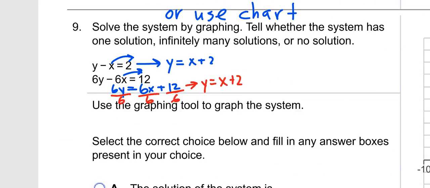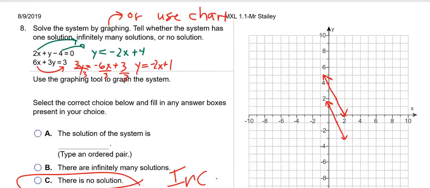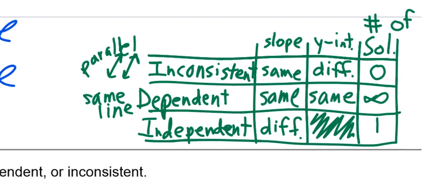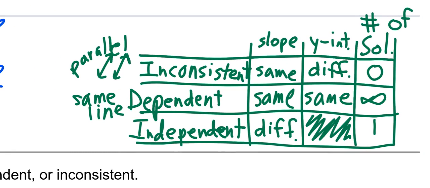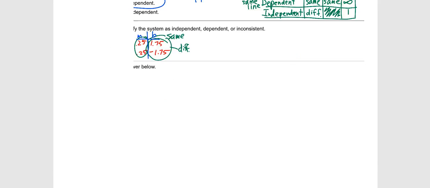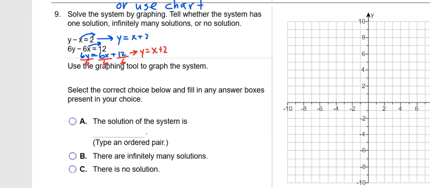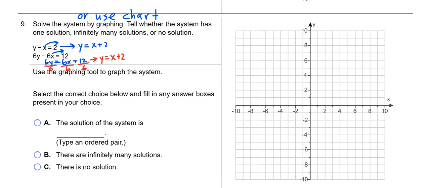They're the same line. And according to our chart, which one of those would I be dealing with? That's the dependent one. Same line. How many solutions? Infinite. Whoa. So we wouldn't even have to graph in order to choose the right one. And if you did, how many lines would you be drawing anyway? One. I mean, if you need it for practice, that's okay.